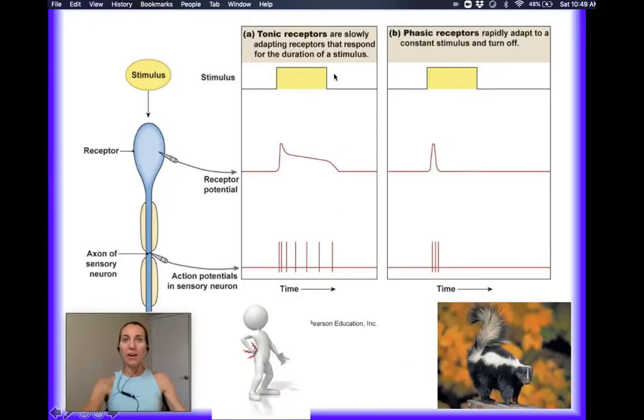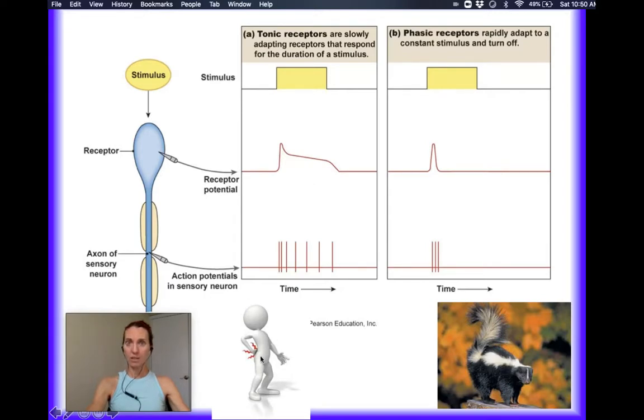So what you're seeing here, you've got tonic receptors portrayed in this panel and phasic receptors portrayed in this panel. With tonic receptors, remember that they are slow to adapt. Examples of tonic receptors are going to be nociceptors. So it's important that our body is able to perceive pain as long as it's present.